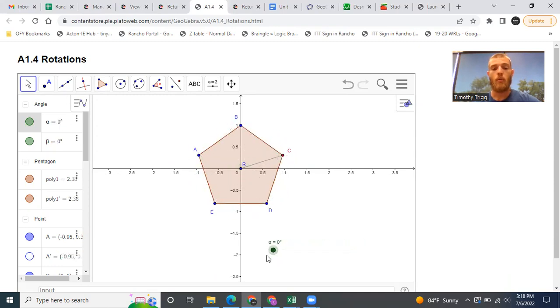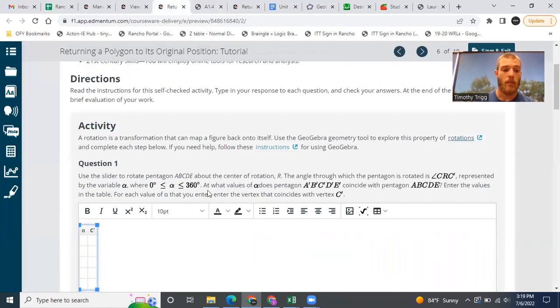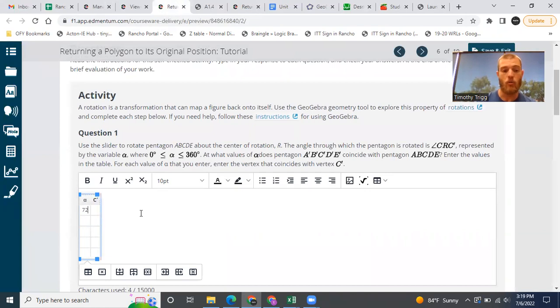You see that? So we want to figure out how many degrees of rotation it takes to make this pentagon line up on top of itself. So let's go ahead and move this slider until the pentagon lines up with itself. Okay, so there's the first one, right? You see how I lined it up perfectly there? Notice how many degrees alpha is, 72 degrees. So a 72 degree rotation, the pentagon lines up on top of itself. So that's the first one we're going to put, 72 degrees.